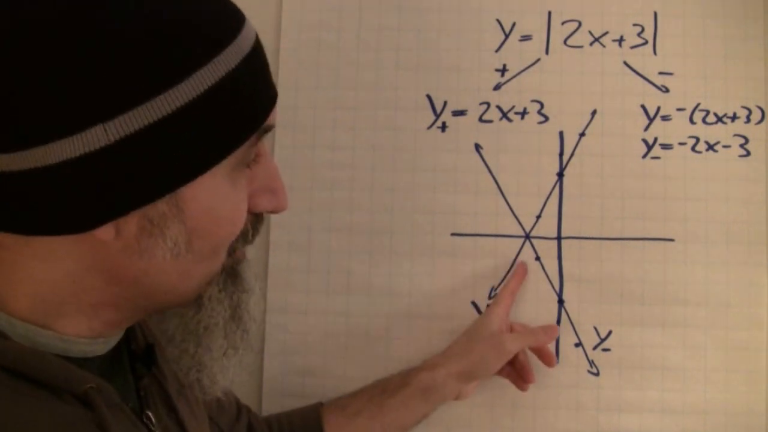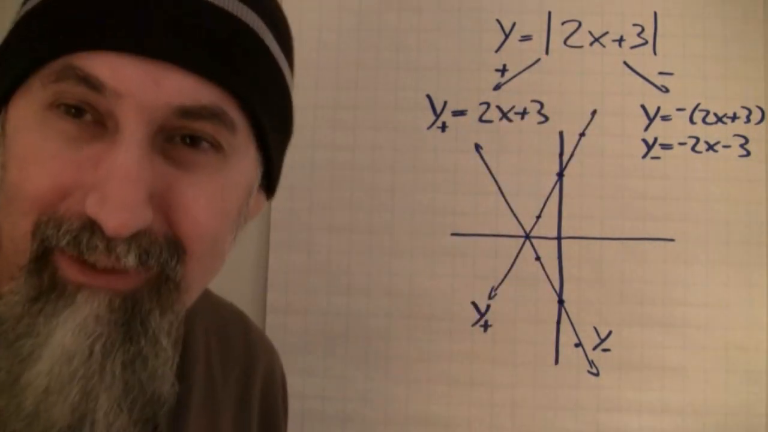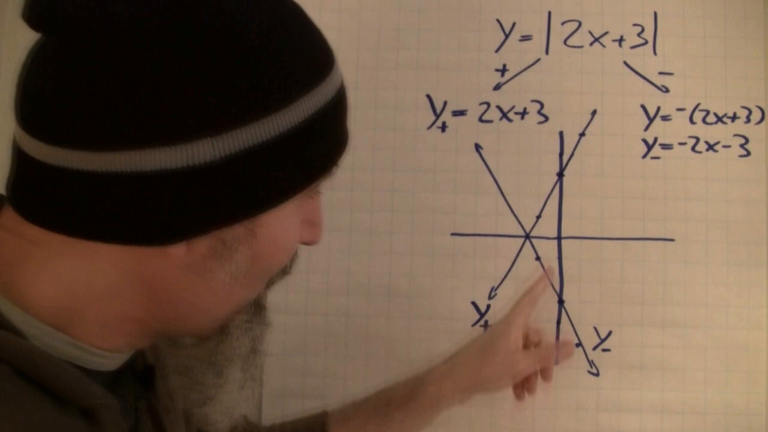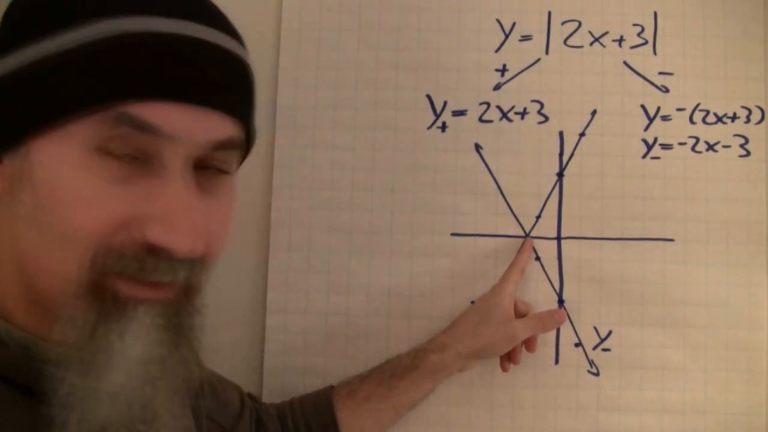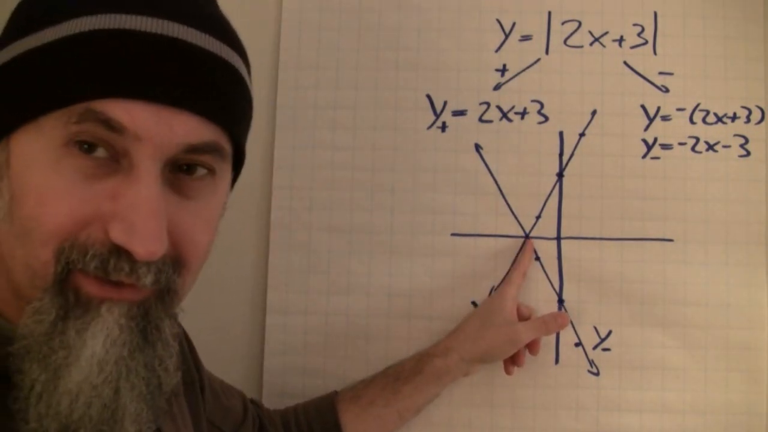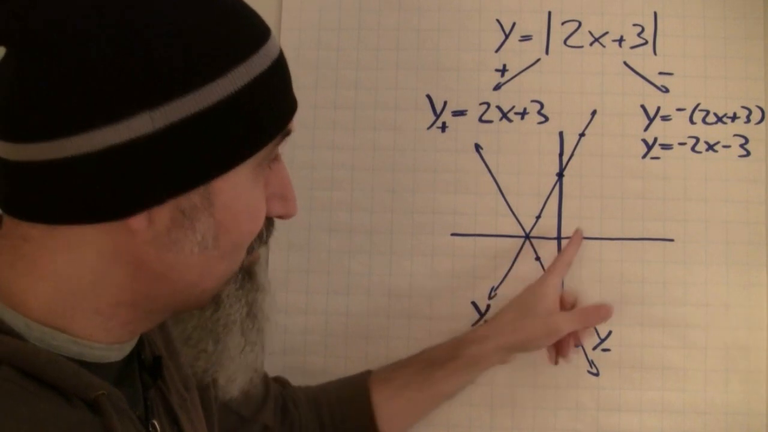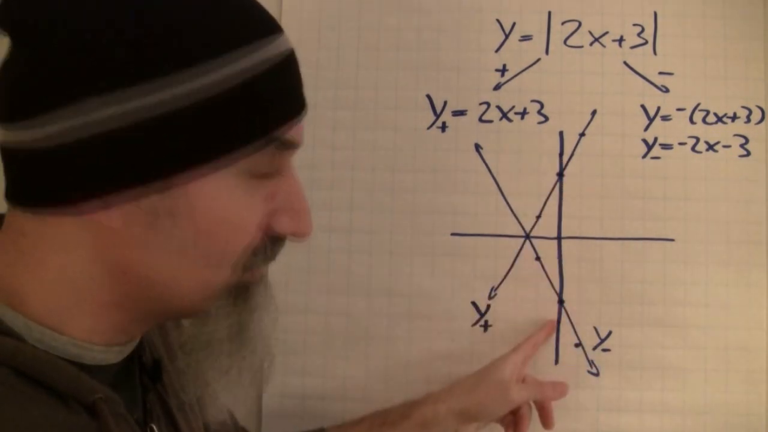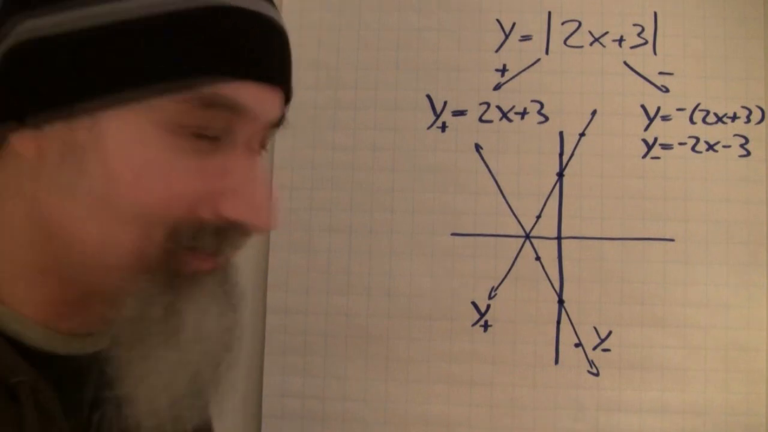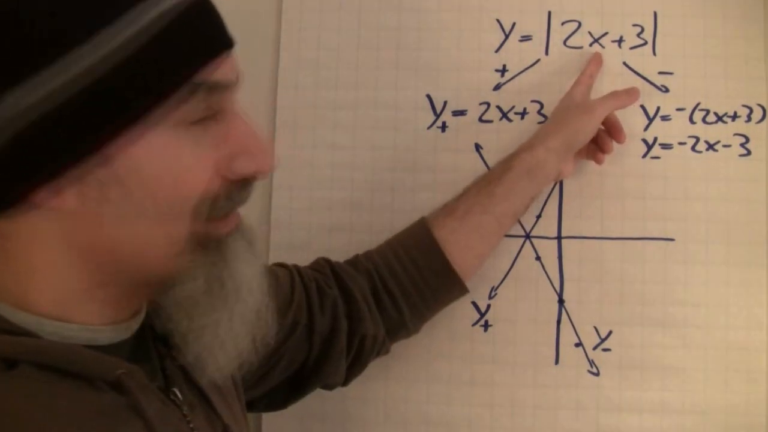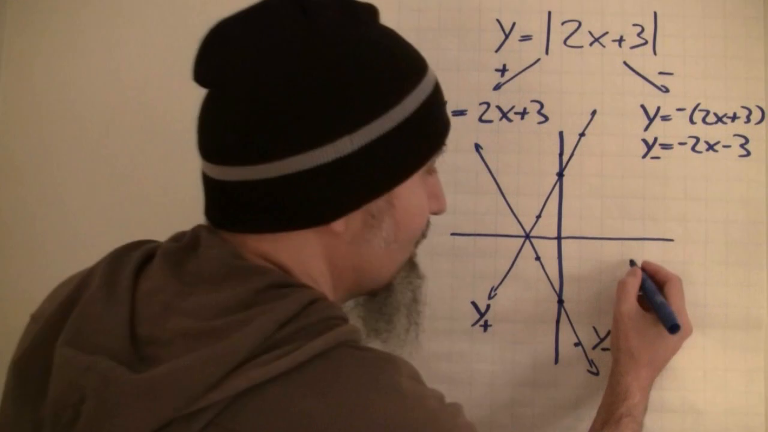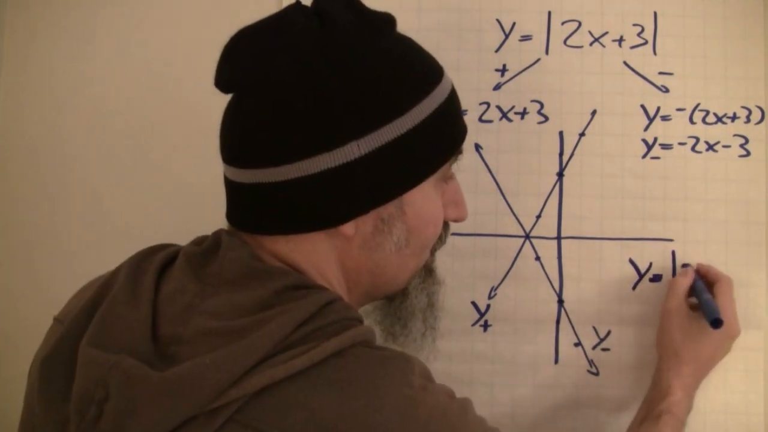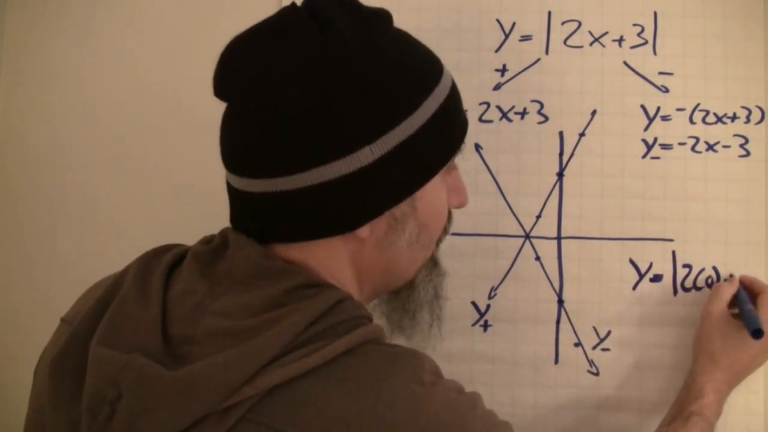What I'm going to do is test a point that is not this point here where the two lines cross. So I'm going to test anything which is not this. What I'm going to test is x is equal to 0, because that's the easiest point to test. So I'm going to plug in x is equal to 0 here. So y is equal to the absolute value of 2 times 0 plus 3.